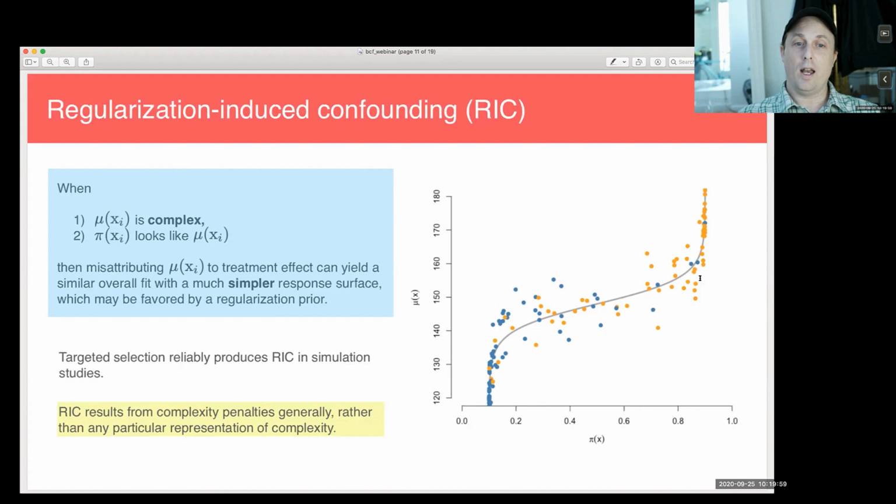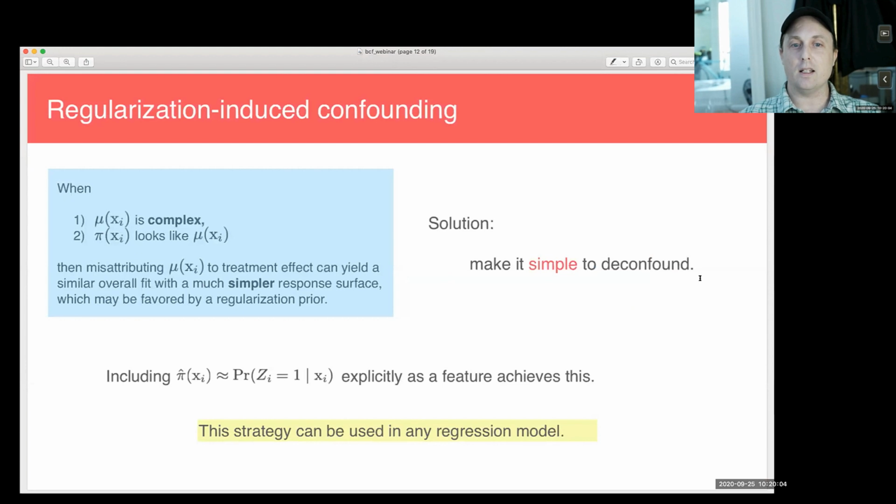Okay, so having laid it out that way, the solution might seem obvious, and I actually already told you what it was. But the idea is we need to make it as simple to deconfound as it is to attribute it to treatment. And so one really straightforward way to do that is to think about including pi hat, an estimate or an approximation really of the propensity function, as an explicit feature. And an analogy here is that we're rotating our parameter space, our covariate space, so that the dimension along which we're penalizing includes this one, because this is an important dimension, and in fact, it's the deconfounding dimension.